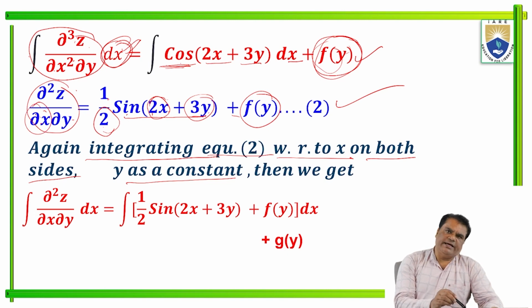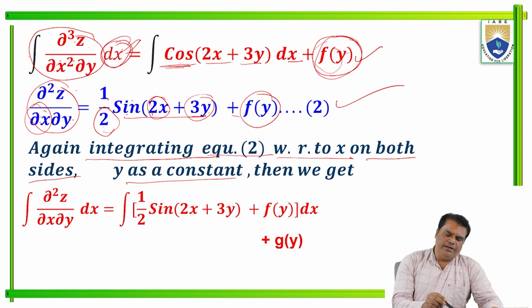We cancel first x, last y. So we had second order with respect to x. So we cancel one order derivative here with respect to x. Now again we cancel one order derivative with respect to x here. So we integrate again with respect to x.